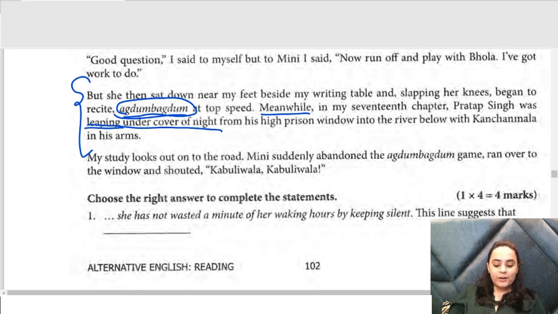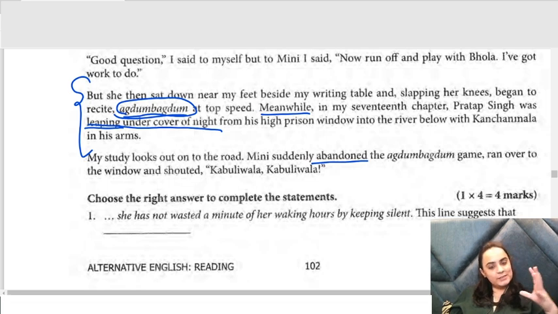My study looks out on the road. Minnie suddenly abandoned the Agdum Bagdum game, ran over to the window and shouted, "Kabuliwala, Kabuliwala!" So the father started looking onto the road, and suddenly Minnie left the Agdum Bagdum game that she was reciting at a loud volume. She ran over to the window and shouted, Kabuliwala, Kabuliwala.